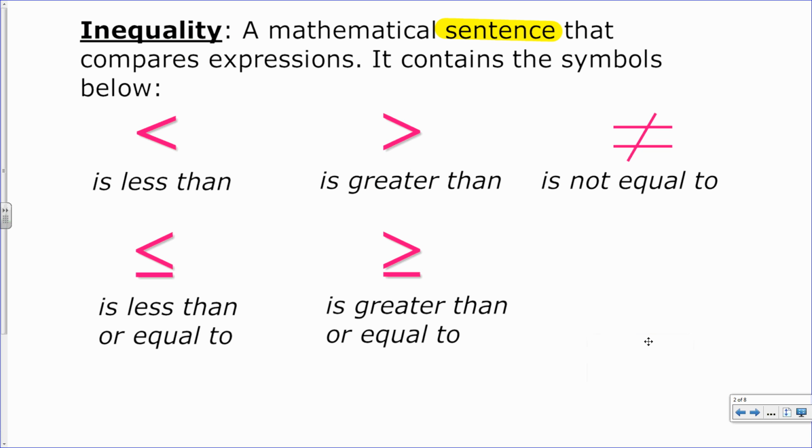Today's lesson covers section 4.1, which is about inequalities. So look at your notes and let's fill these out together. An inequality is a mathematical sentence, just like we have sentences in language arts. It compares expressions and it contains these symbols.